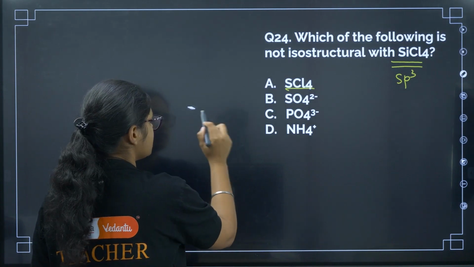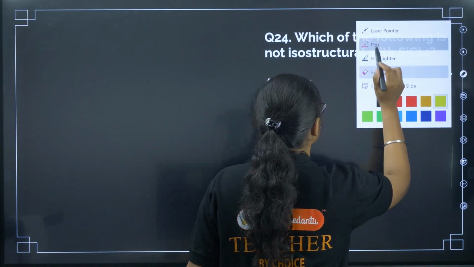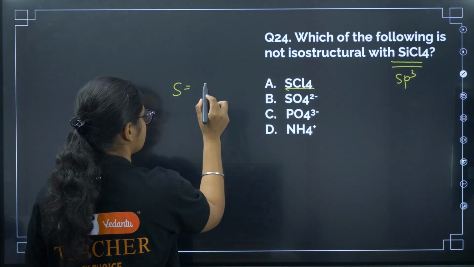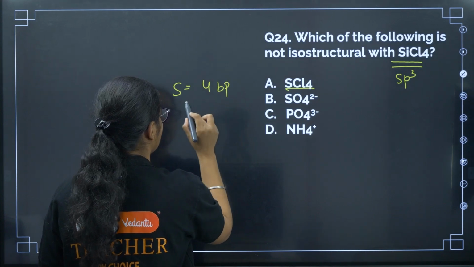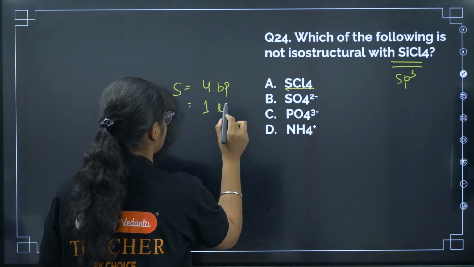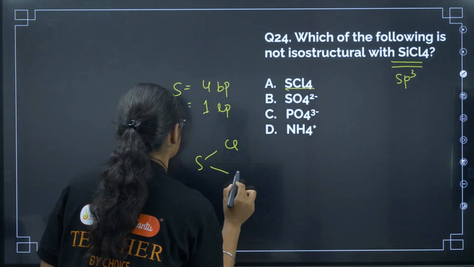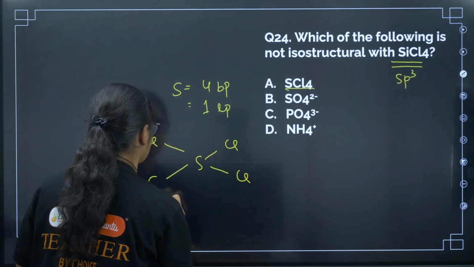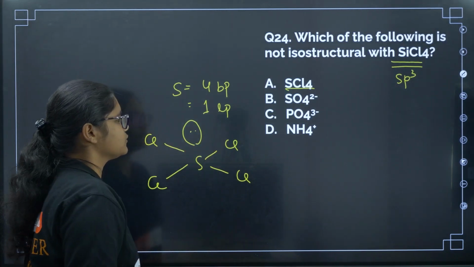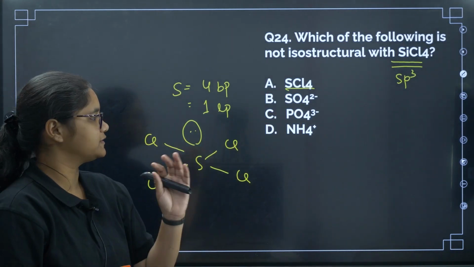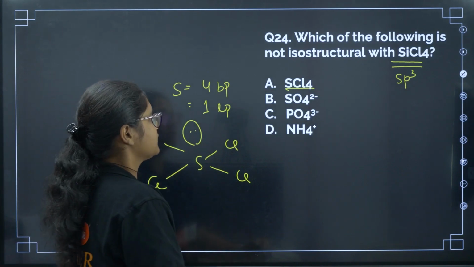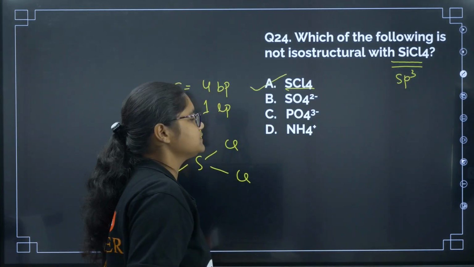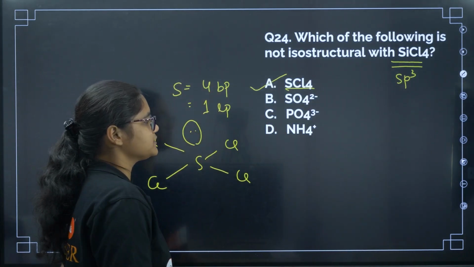It has 6. SCl4 has 4 bond pairs and we have 1 lone pair, right? So the structure is like this. Okay, so this is not similar to sp3 hybridization. So which is not isostructural, the correct answer is SCl4. But we'll check the other options also.